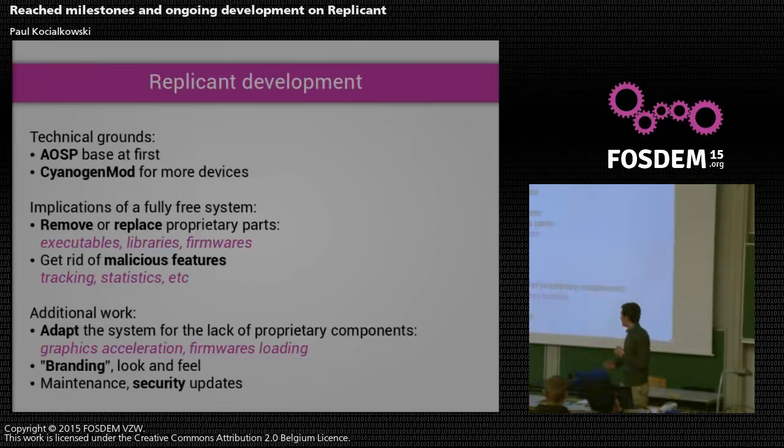And obviously we also want to get rid of any malicious feature on our system, because we're based off CyanogenMod, but there is some nasty stuff inside CyanogenMod that we don't really want to have in Replicant, especially tracking of the users and stuff like that. CyanogenMod reports to Google Analytics when you use it, and we don't really want that. We have no reason to tell Google that you're using Replicant, so we just get rid of it, obviously. And that's the core work that is being done on Replicant.